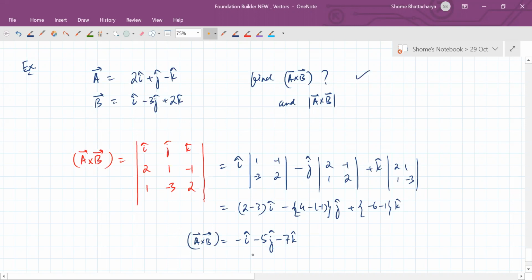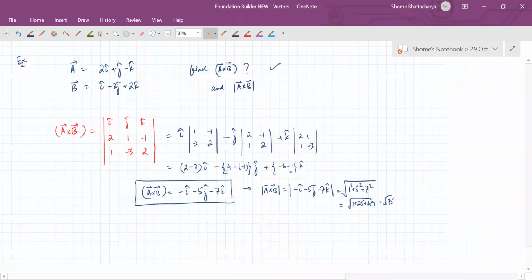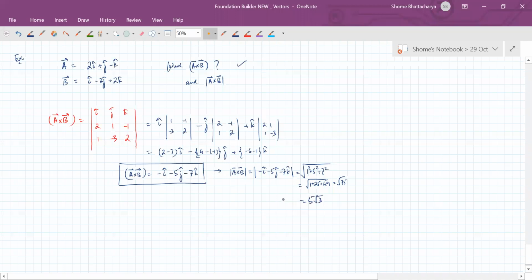This is one of the things I needed to find out. Next is its magnitude. That is just the mod of this thing. That is the square root of 1 square plus 5 square plus 7 square. So that is the square root of 1 plus 25 plus 49. That's the square root of 75, which we can further simplify and write as 5 root 3. So that is our magnitude of A cross B. That's the second thing we did. This is very simple once you practice calculating cross products using the determinant method.